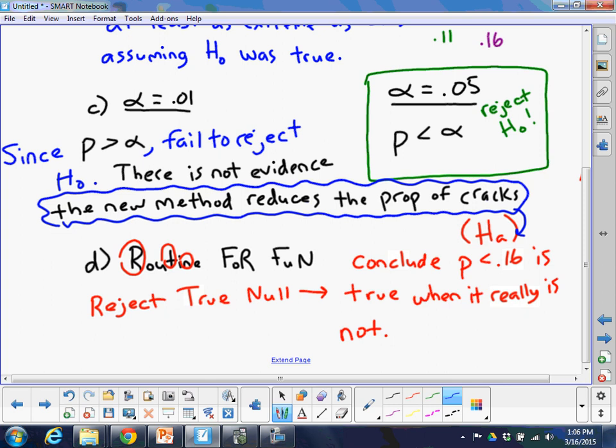Type 2, just to complete it, would be fail to reject a false null. You could reason that out the same way. You could fail to reject the null and say there is no evidence that the new method works, but really later find out that there was. So always go back to the context.